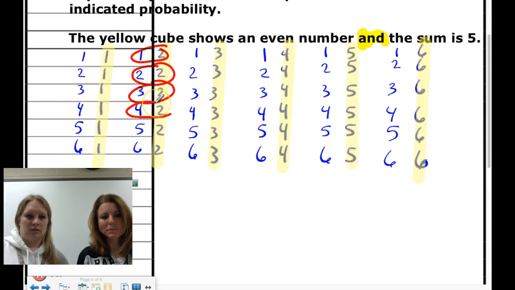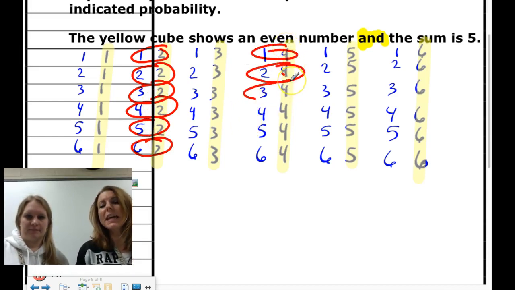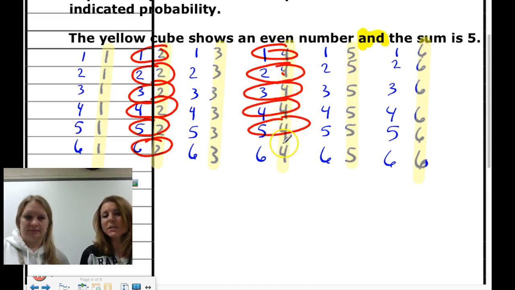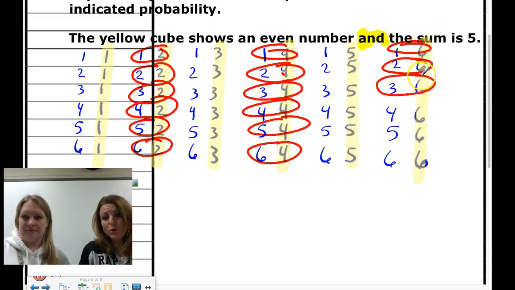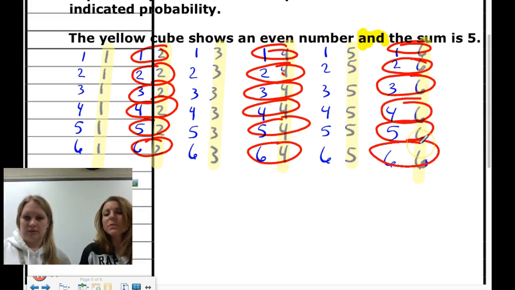Great. None of these, but all of those. Notice what Miss Boyd's circling: everything where the yellow cube is even. We're circling always pairs because when you roll 2 cubes, they always are pairs. Because you roll 2. Okay, so now we've got to count those up.